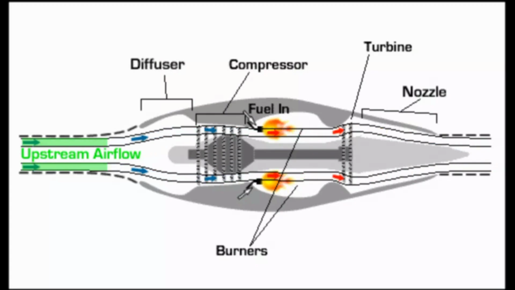Fourth step, turbine. The system that extracts mechanical energy from the high-temperature, high-energy gas coming from the combustion chamber and uses it to turn the compressor plus fan. Without a turbine, the compressor will not run.